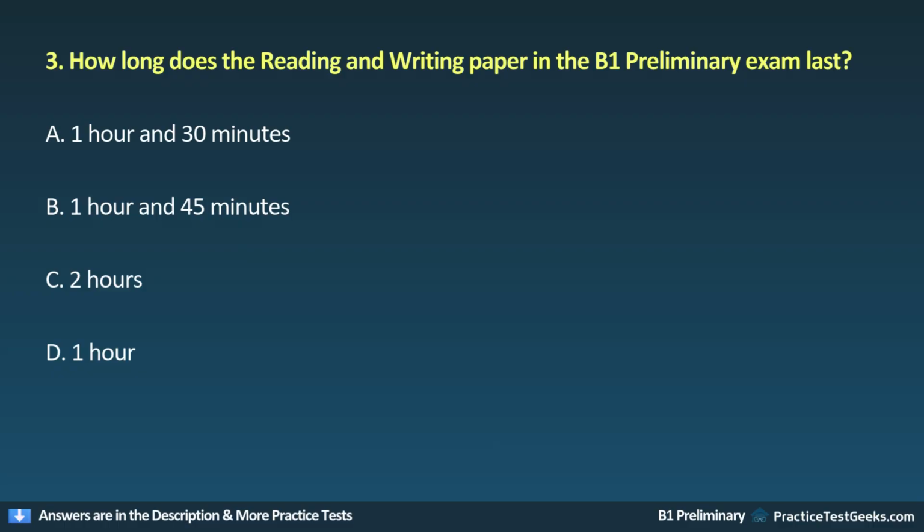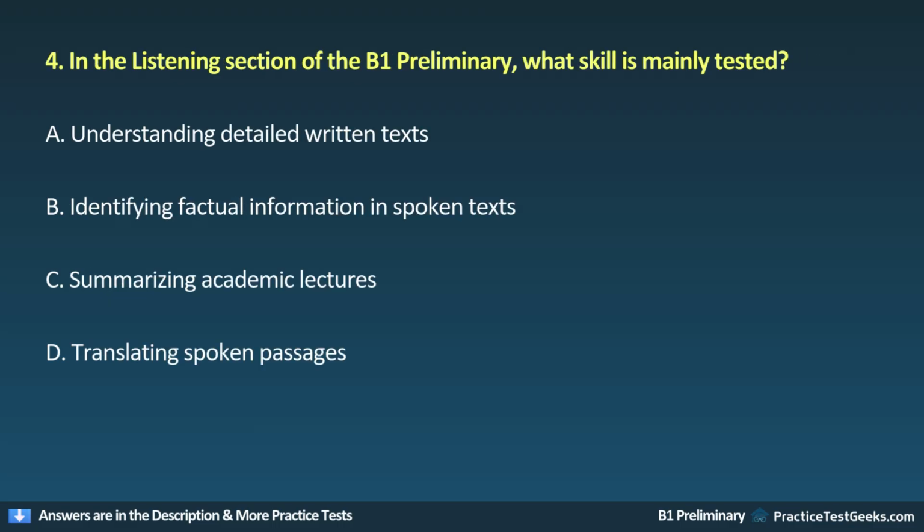3. How long does the reading and writing paper in the B1 preliminary exam last? A. 1 hour and 30 minutes. B. 1 hour and 45 minutes. C. 2 hours. D. 1 hour.